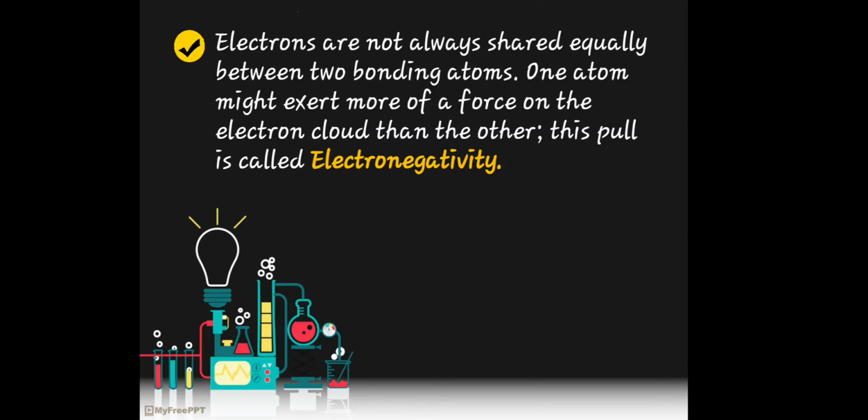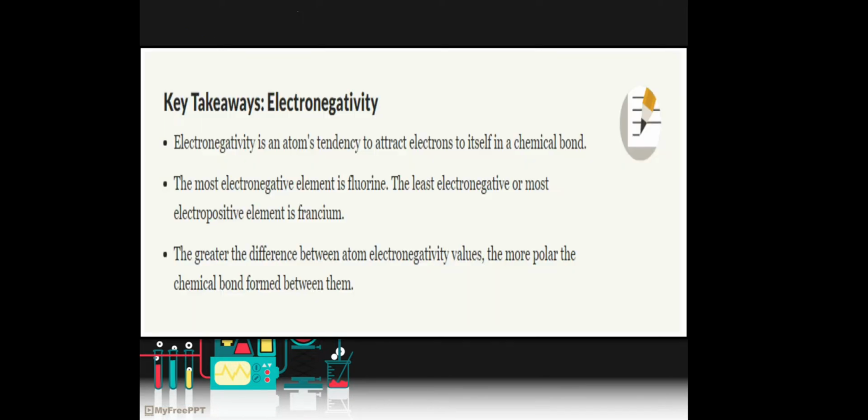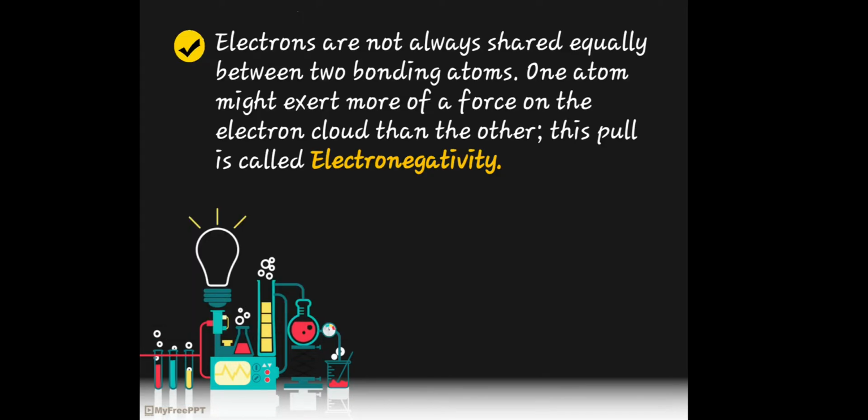So now let's proceed to another topic, which is electronegativity. Electrons are not always shared equally between two bonding atoms. One atom might exert more of a force on the electron cloud than the other. This pull is called electronegativity, meaning to say there are elements that have the power to attract electrons. I will be giving you an example of which element can attract the most.